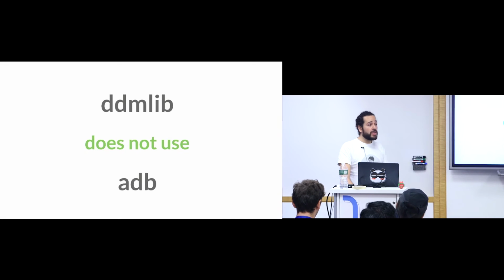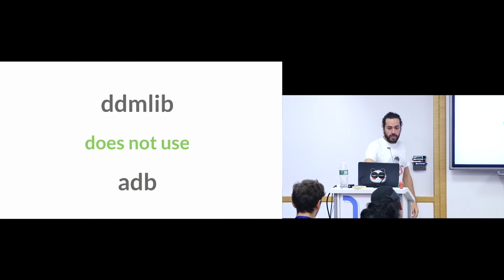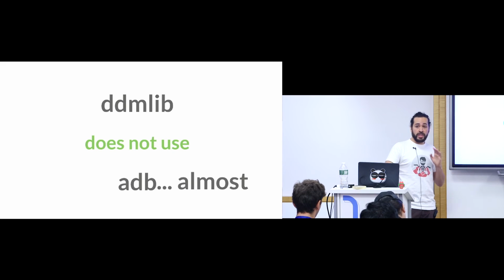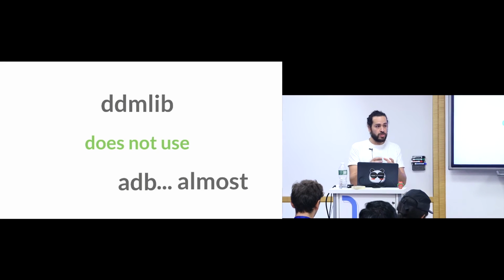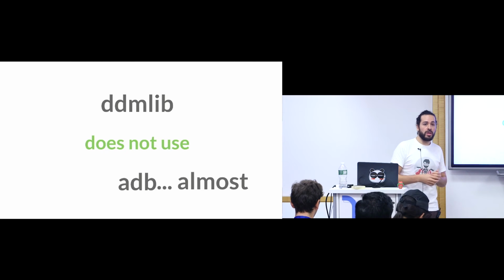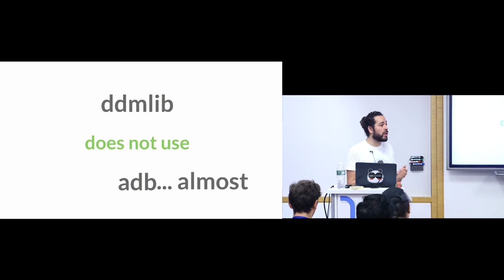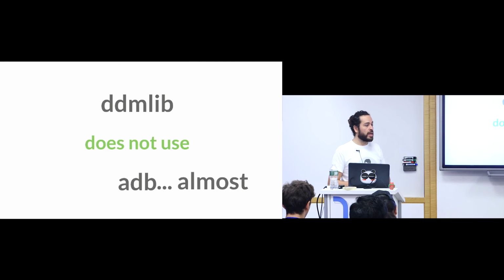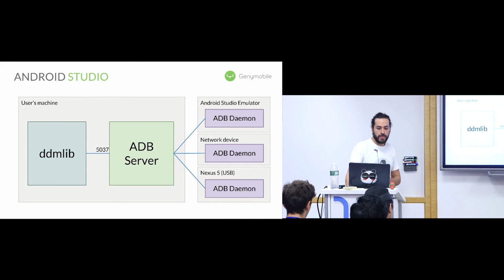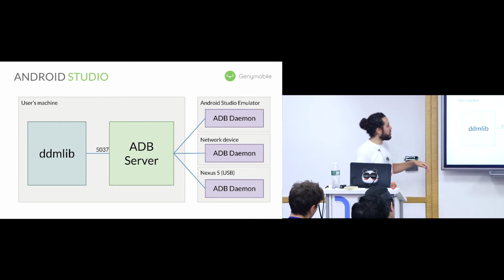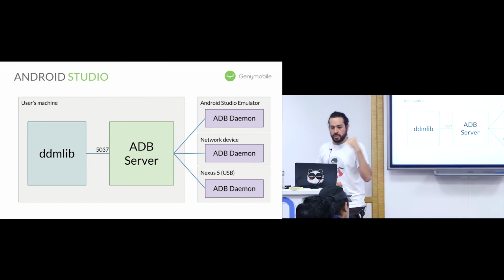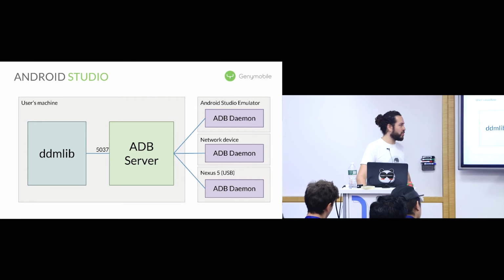And DDMlib does not use ADB. Almost, because it uses ADB only to start the ADB server. DDMlib does not contain the ADB server. The ADB binary still runs, launching the server, but it won't use it as a wrapper to communicate with the server. It will communicate directly with the server. So the model you have when you use DDMlib is almost the same as before. DDMlib will connect to the ADB server port.